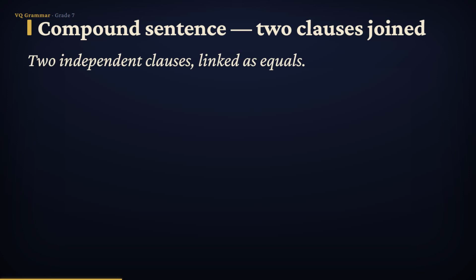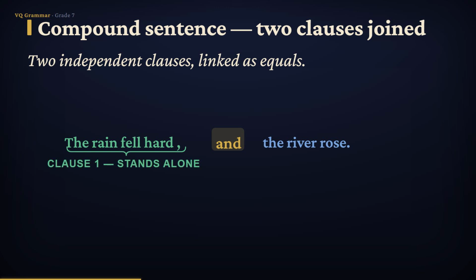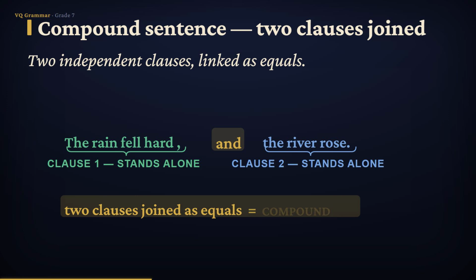Now for the star of the lesson, the compound sentence. A compound sentence is 2 independent clauses joined together. Each clause could stand alone, but we link them because their ideas belong side by side. Listen. The rain fell hard and the river rose. Pull it apart and you find 2 complete sentences hiding inside. The rain fell hard is one. The river rose is the other. We joined them with a comma and the word and. So a compound sentence takes 2 clauses that could each stand alone and links them as equals.